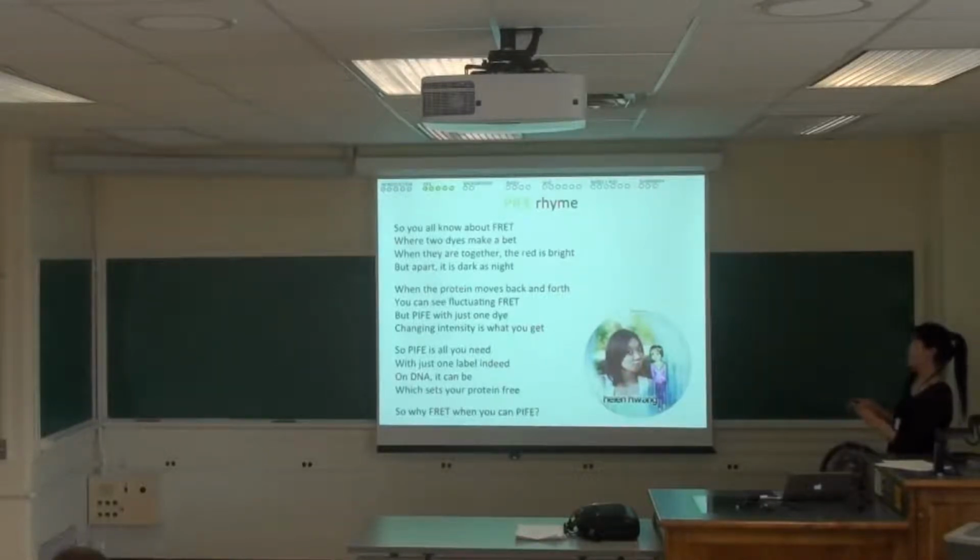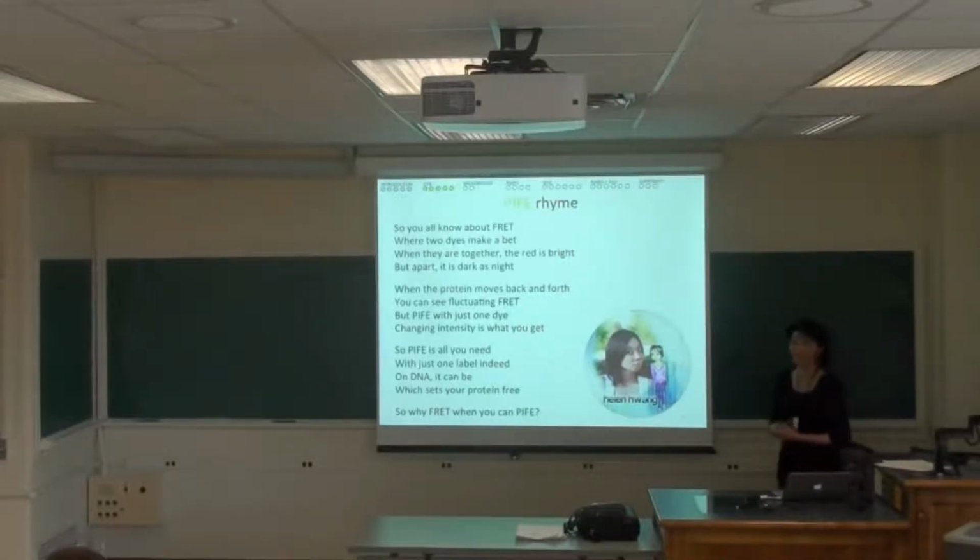So you all know about FRET, where two dyes make a bet. When they're together, the red is bright, but apart, it is dark as night. When the protein moves back and forth, you can see fluctuating FRET, but PIFE with just one dye, changing intensity is what you get. So PIFE is all you need, with just one label indeed. On DNA, it can be, which sets your protein free. So why FRET when you can PIFE? Pretty cute, isn't it?